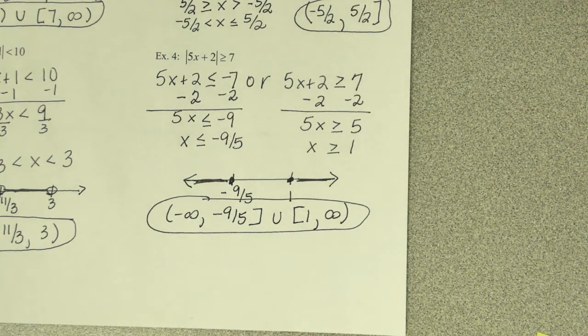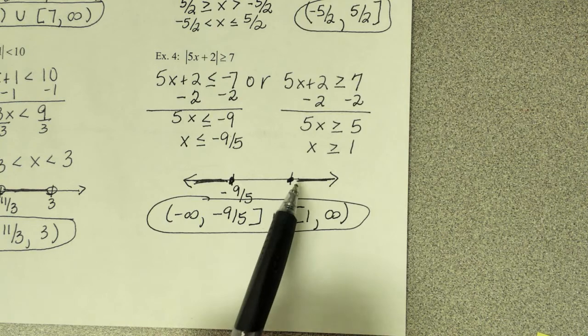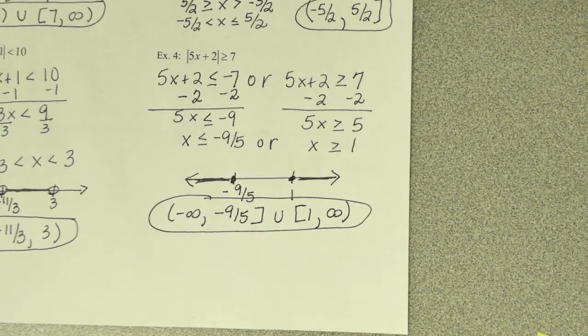Any questions on that? What did this end up being, conjunction or disjunction? Disjunction. It ends up being these outer areas that work. Okay? Anybody have questions?